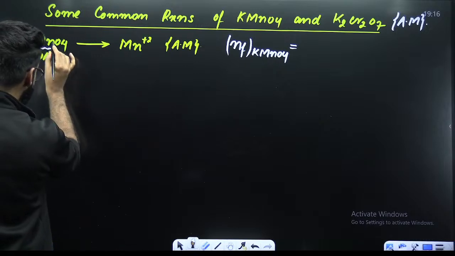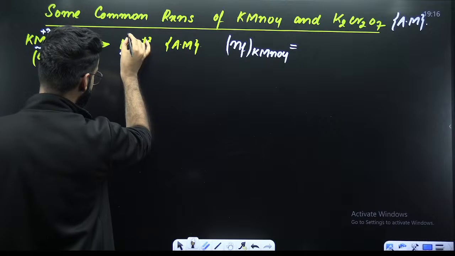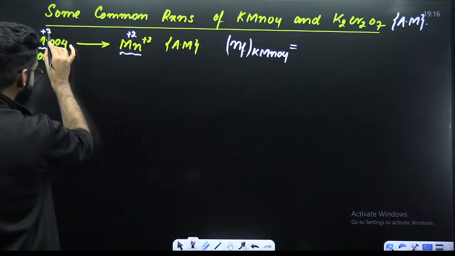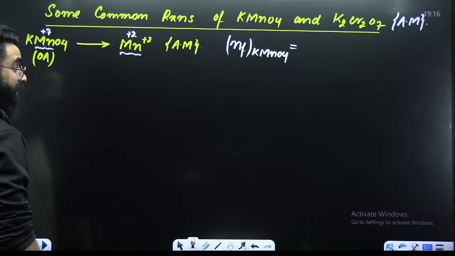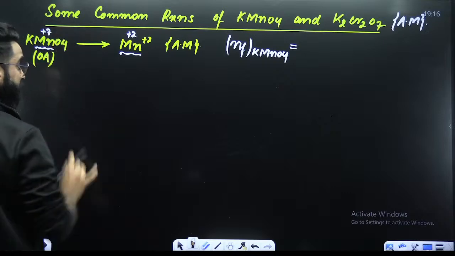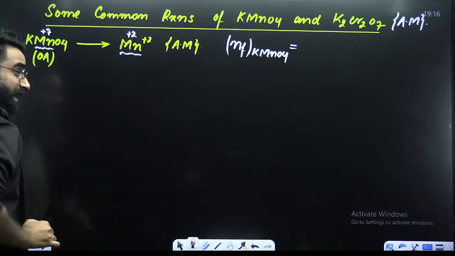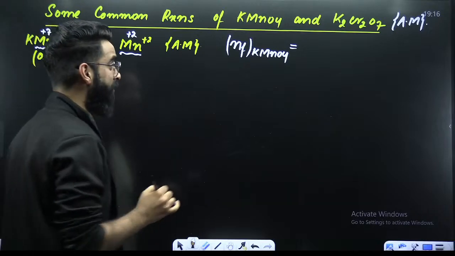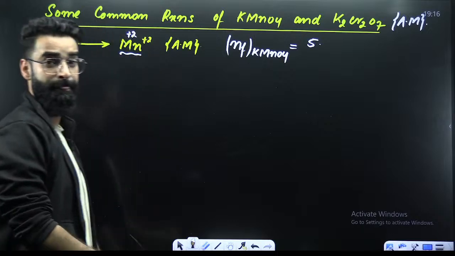The oxidation state of manganese over here is +7. The oxidation state of manganese here is +2. So +7 to +2, what will be the change in the oxidation state? It's going to be final minus initial. The value comes out to be 5. 5 is the change for 1 atom of manganese, and I have got only 1 atom of manganese. So its N factor in acidic medium is 5, right?